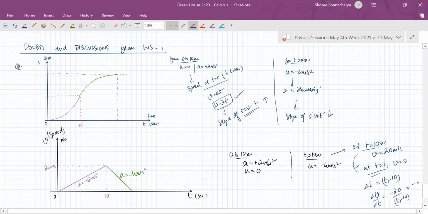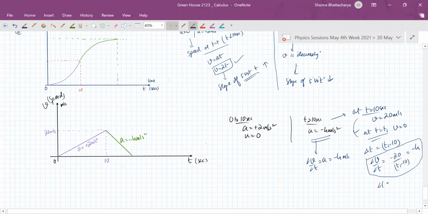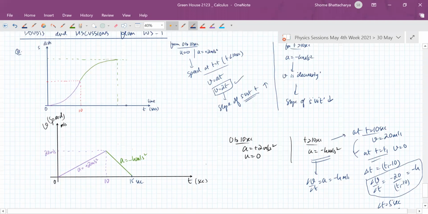So that is equal to how much? -4, because the rate of deceleration is -4. Delta v by delta t is equal to a, which is -4. So this is telling me that per second, the speed is reducing by 4 meters per second. So how many seconds will it take to reduce from 20 to 0? It will take 5 seconds. So that means this delta t is equal to 5 seconds. So in other words, t1 is equal to 15 seconds. So that means this time over here is 15 seconds. So that's answering that part, how much the total time of the journey is. It is 15 seconds.